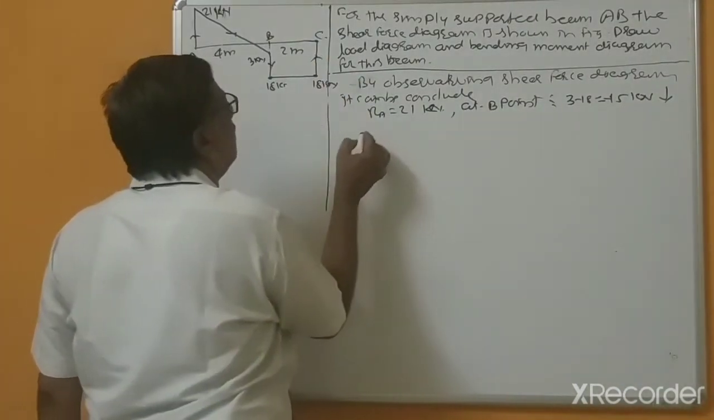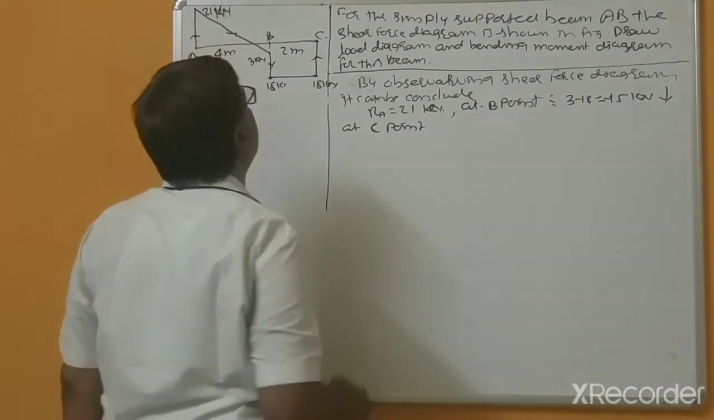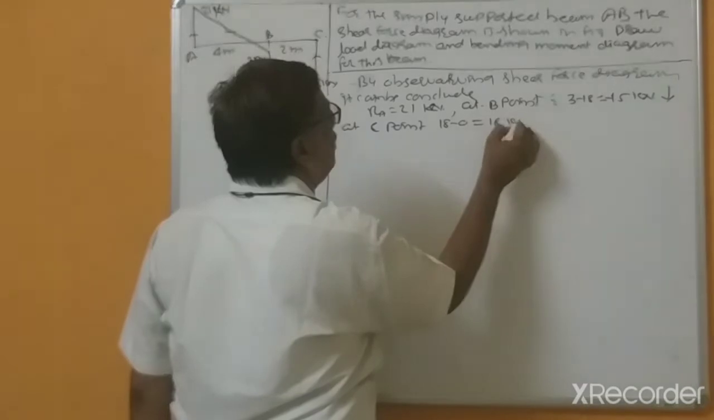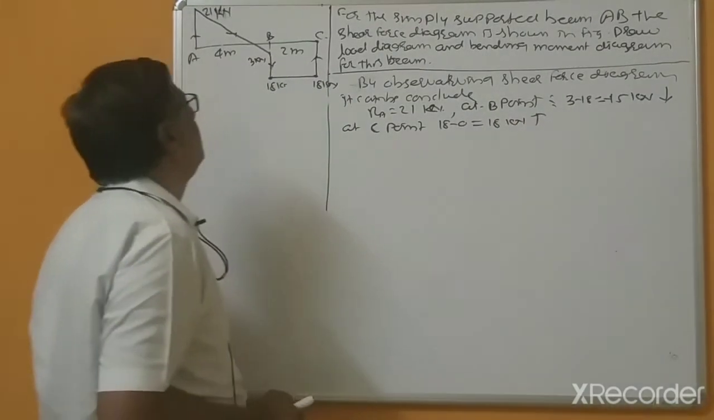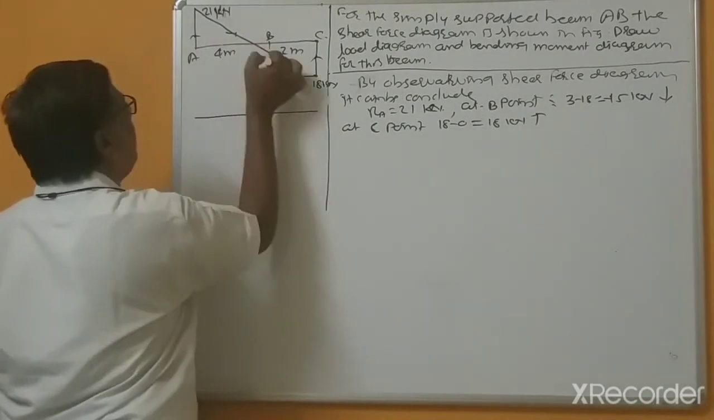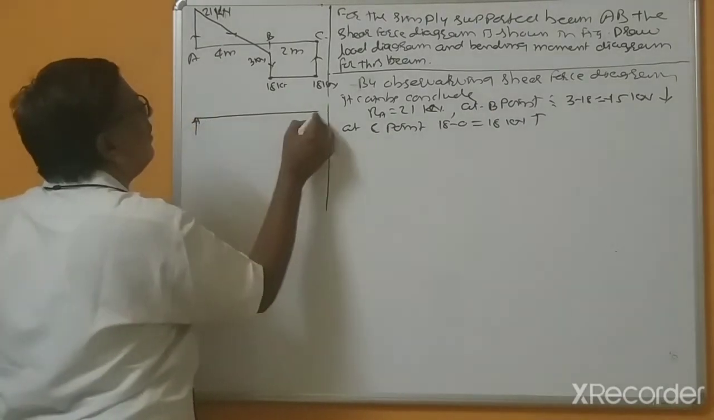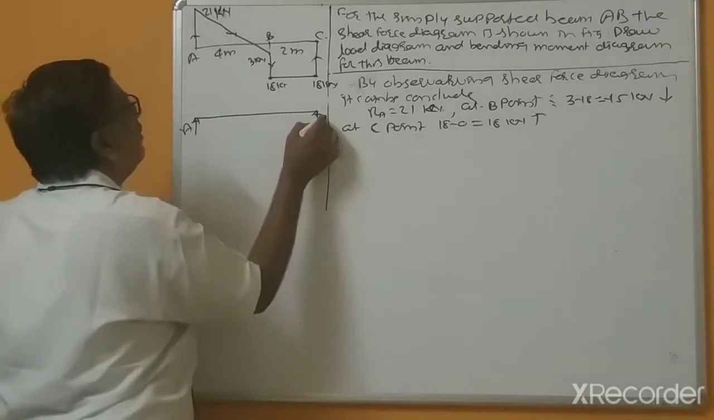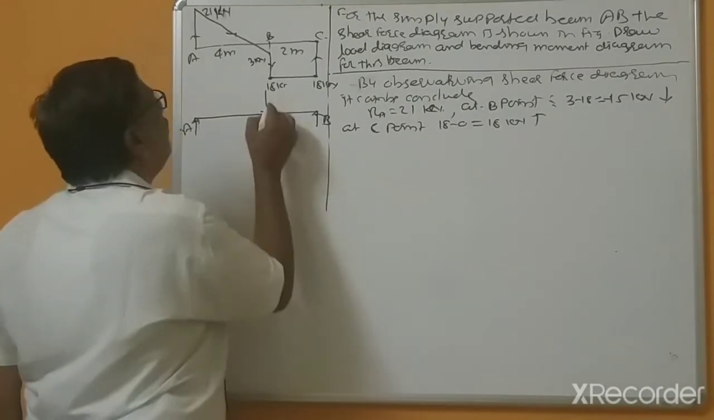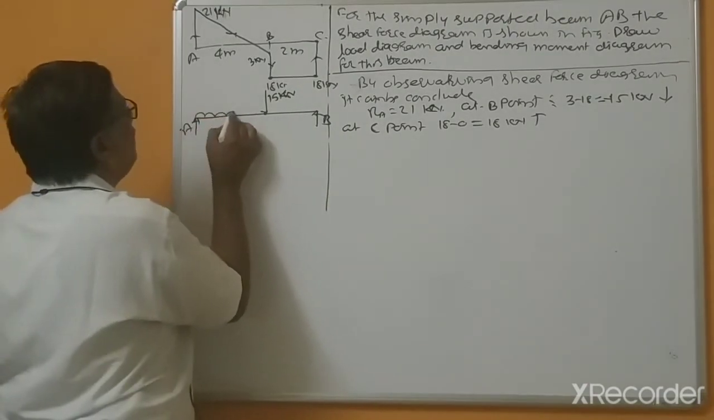And at C point, 18 minus 0 equal to 18 kilonewton, this is upward. So that's why this is a simply supported beam, and this inclined line indicates this is a uniform distributed load. A point, B point, and this is 15 kilonewton, and this is uniform distributed load.